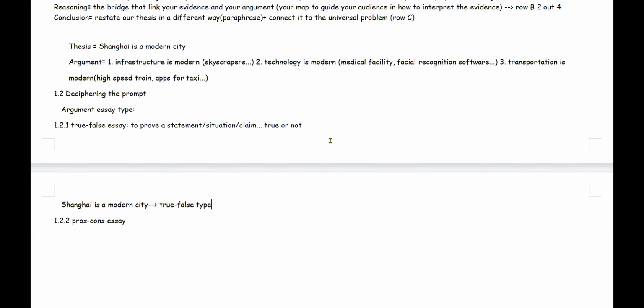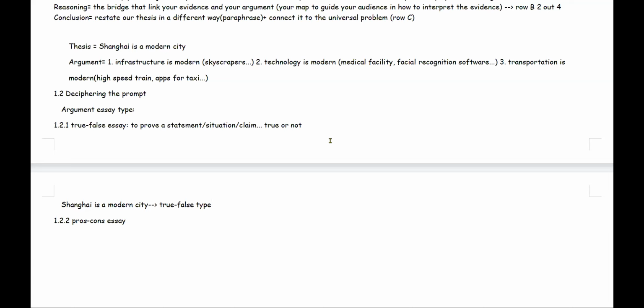No. Because we're not required to do so, right? No. So be careful. When we see a true false topic, we need to constantly remind ourselves our job is to prove whether or not this statement is true. We do not talk about the benefits or drawbacks at all. Never. If we somehow misunderstand the prompt, it's actually a true false, but we somehow argue in a pros cons way, then we will be writing an off-topic essay.